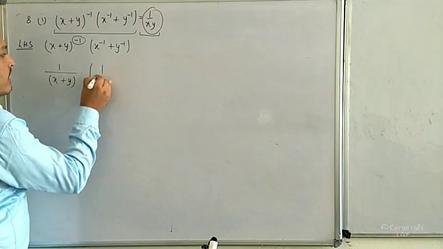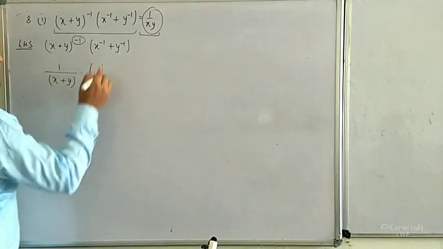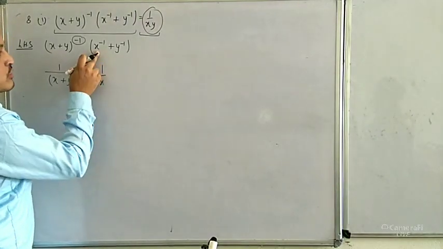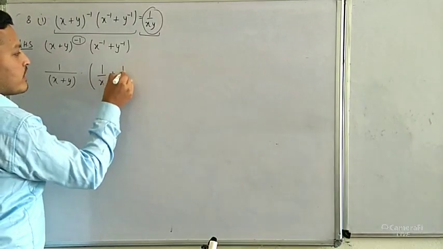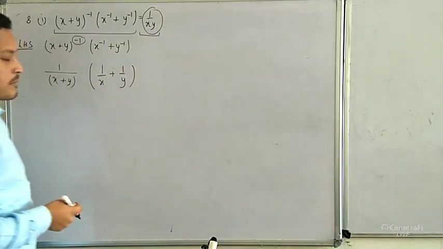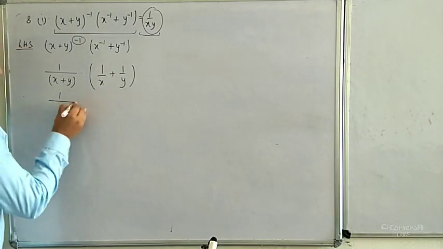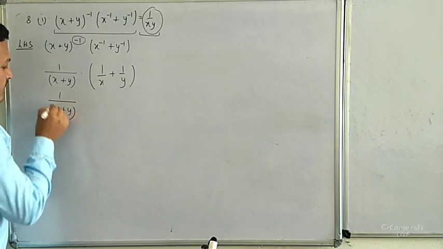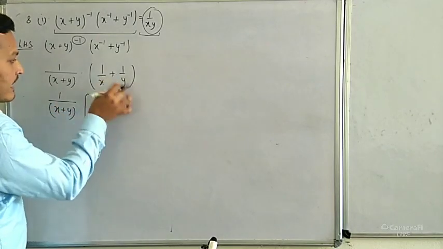Similarly here, 1 upon x, this we can also write as 1 upon x plus 1 upon y. Okay, now 1 upon x plus y. Now solve this part, take the LCM.